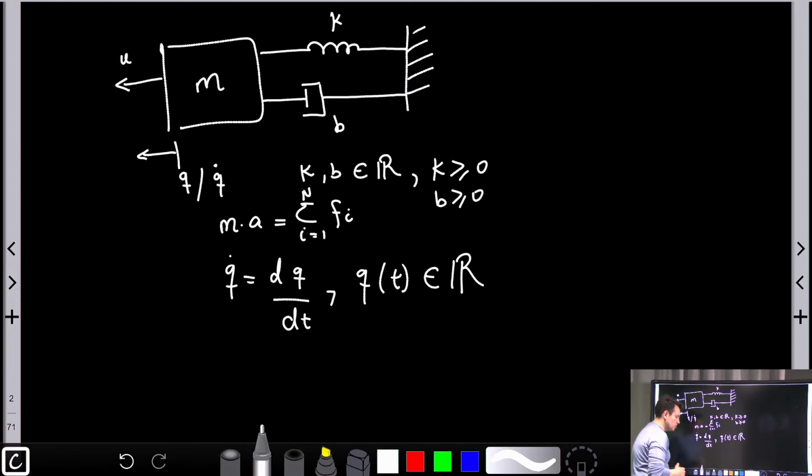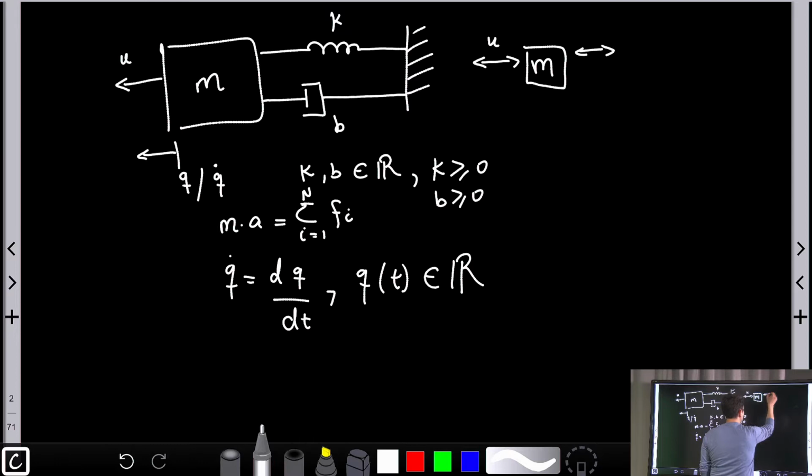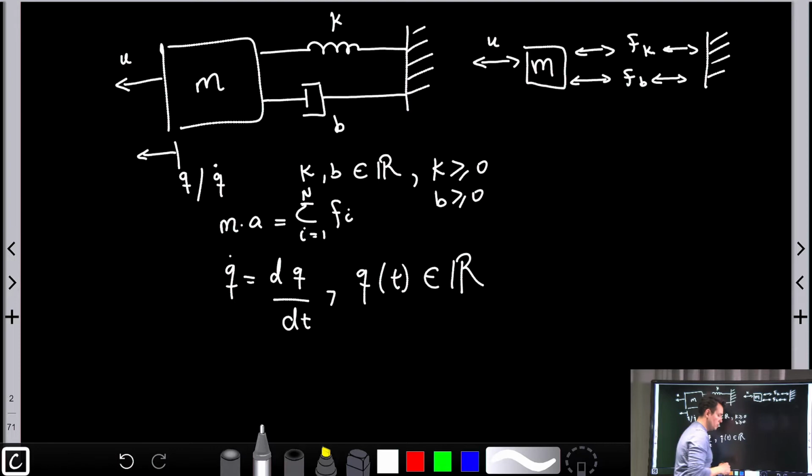Now, what are the forces acting on the mass? For that, we can always make a free body diagram. So we will have the mass, again, and here we will have a force that is acting on the mass, U. Also, there is a force exerted by the linear spring, and also a force exerted by the damper. These forces are, of course, action-reaction forces interacting with the ground. And so we can also call this our input force, F1.